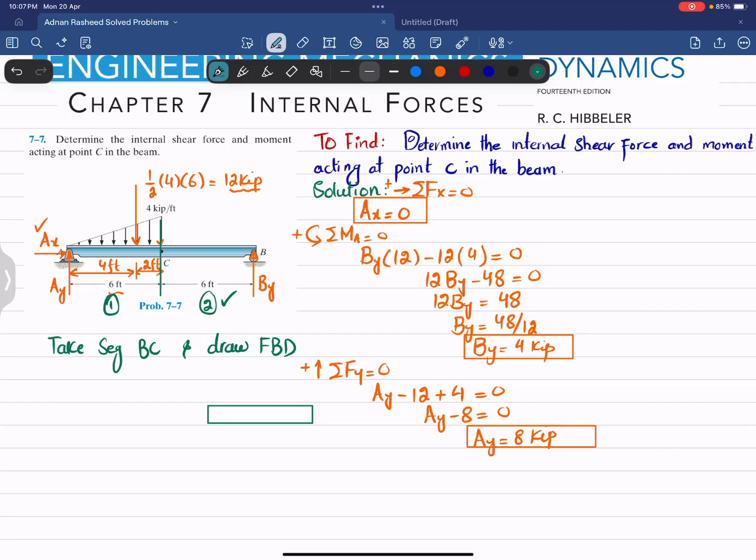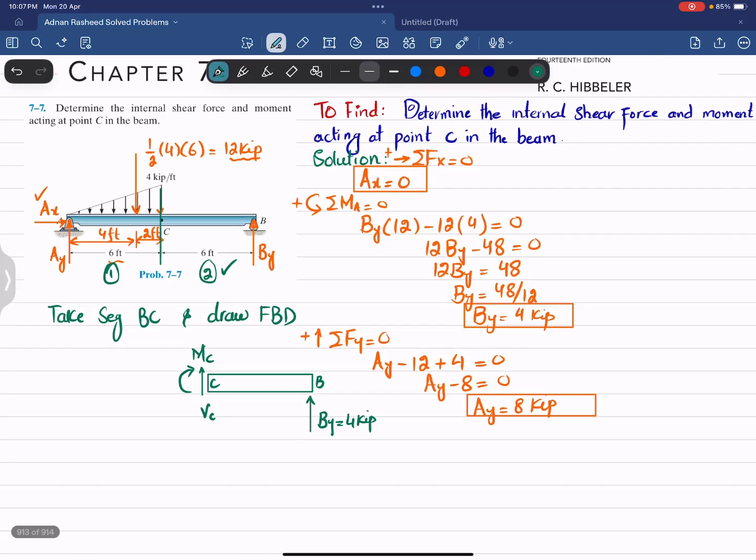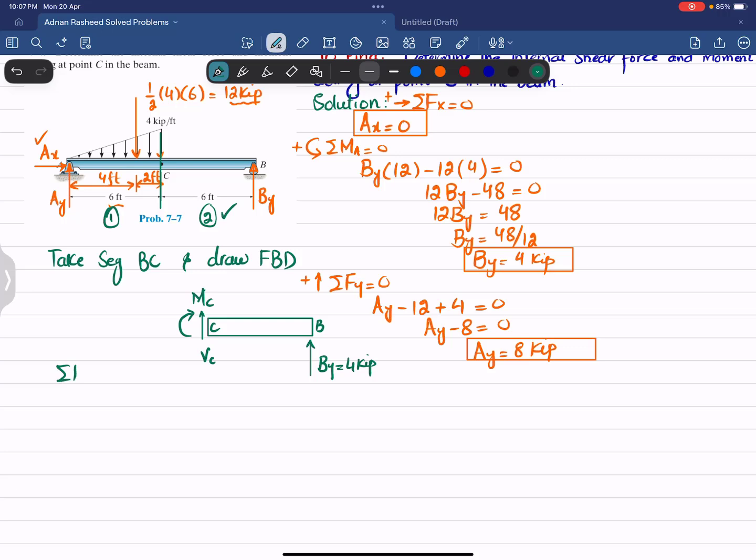So if you draw the free body diagram, it will be like this. This is point B, this is your point C. At B you have only the vertical reaction force BY, which is 4 kip. Clear? And when you cut at point C, you will have a vertical reaction force equal to VC, and you will have a moment at point C, which is the internal moment MC. So we will find this VC and MC by using the equations of equilibrium. First, the sum of all forces along the Y direction must be equal to 0, with upward force taken as positive. So VC, which is upward, plus this BY, which is 4 kip, also upward, their sum must be equal to 0. So it means that VC will be equal to minus 4 kip.